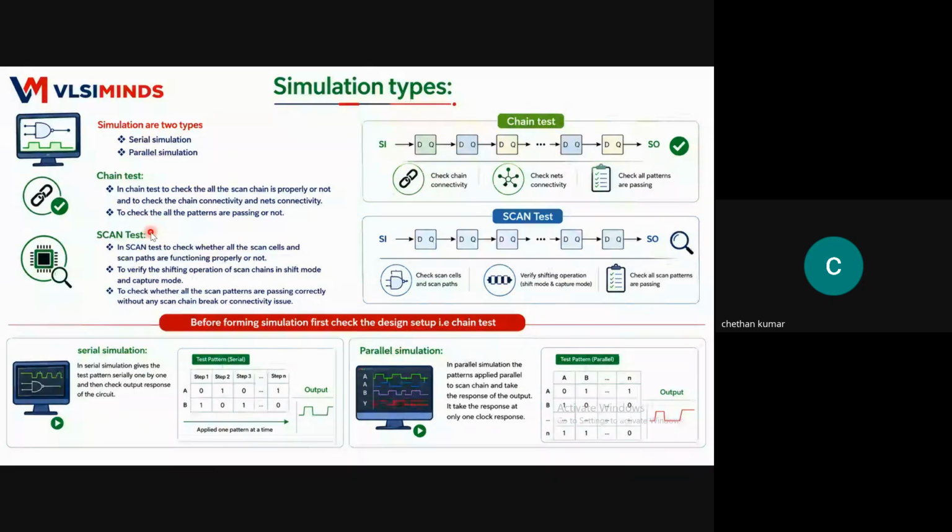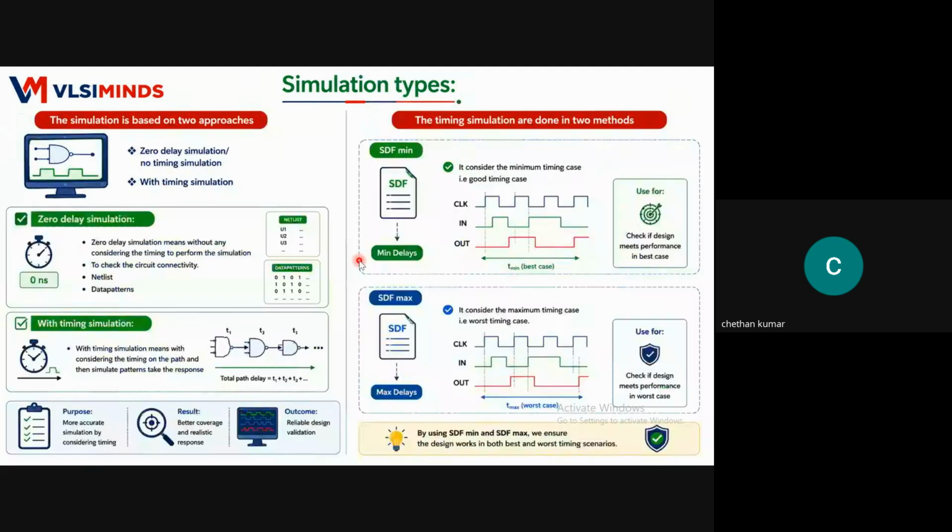Why we do not go for high frequency during the shift is because there will be a lot of switching actions, which may create heat dissipation. To avoid that heat dissipation or switching activity, we go with lower frequency. So these are the different simulation types.